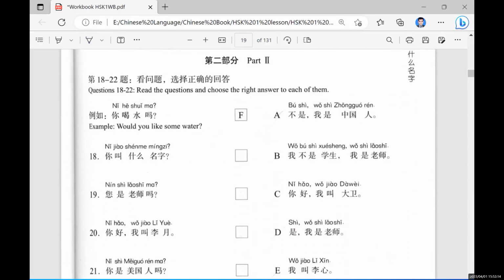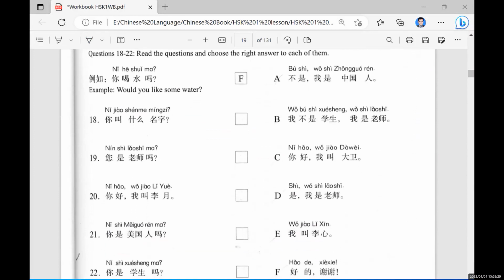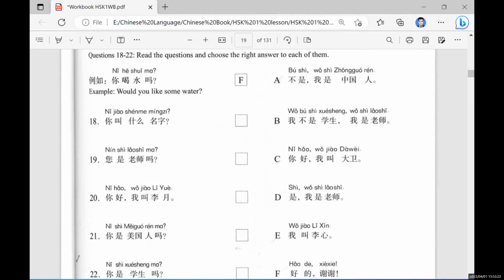So next we have part 2. Read the questions and choose the right answer to each of them. Basically, on the left side there are the questions or sentences which we have to match with the right side's answers. All of the sentences are reshuffled. Like if we say Ni jiao shenme, meaning what's your name, here we can find that E is the appropriate answer, so we can write E in the box. The answer will be Wo jiao Lixin, my name is Lixin.